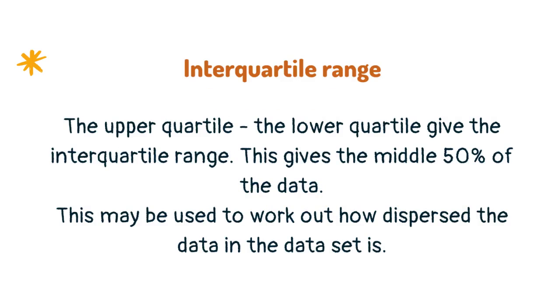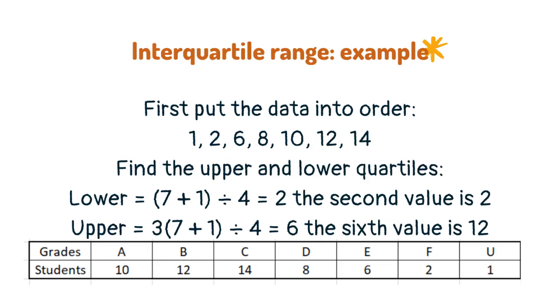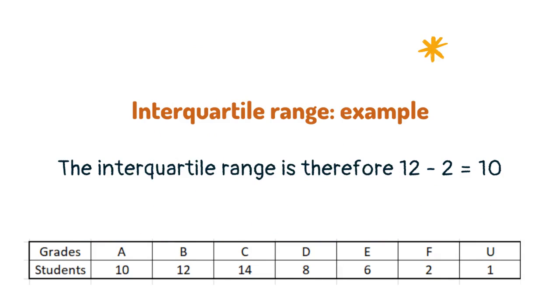The upper quartile minus the lower quartile gives the interquartile range. This gives the middle 50% of the data. This may be used to work out how dispersed the data in the dataset is. When calculating the range, you must first put all the data in order, then find the upper and lower quartiles. In this example, the interquartile range is 2.